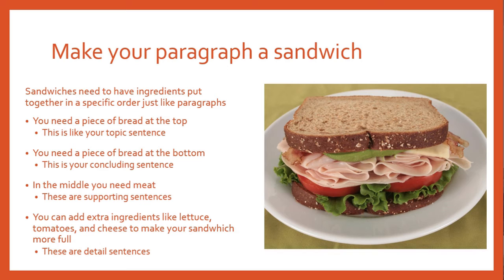But if you want to have extras in your sandwich, you can add things like lettuce and tomatoes and cheese to make it more full, to give it more flavor. You can say the same about a paragraph. So the things like your lettuce, tomatoes, and cheese are going to be detail sentences which support the supporting sentences. And the supporting sentences give more information about the topic. So that might help make it a little more clear how a supporting sentence is different from a detail sentence.